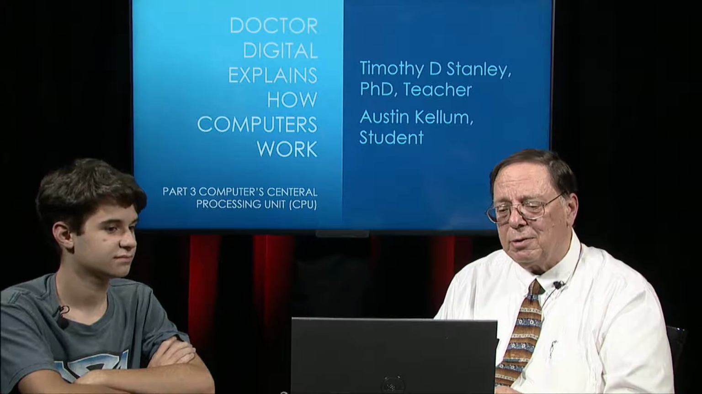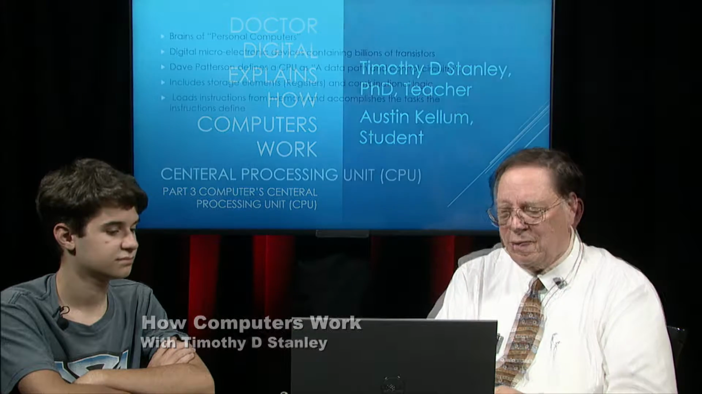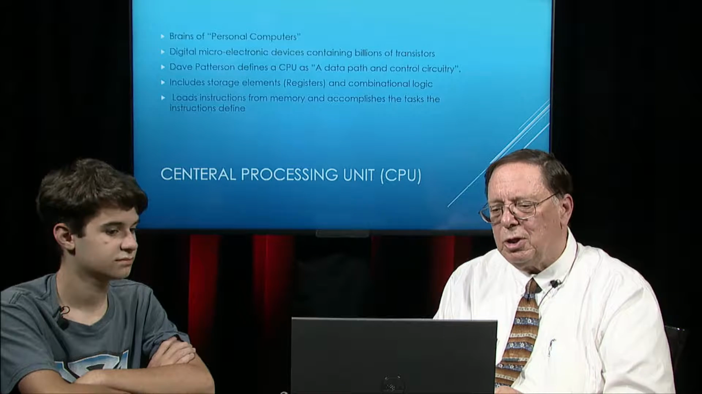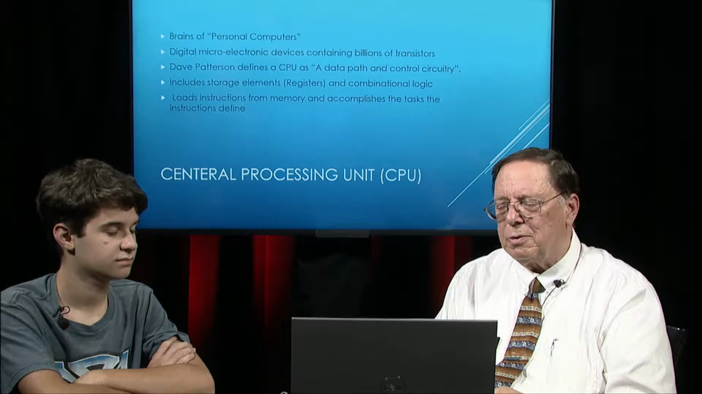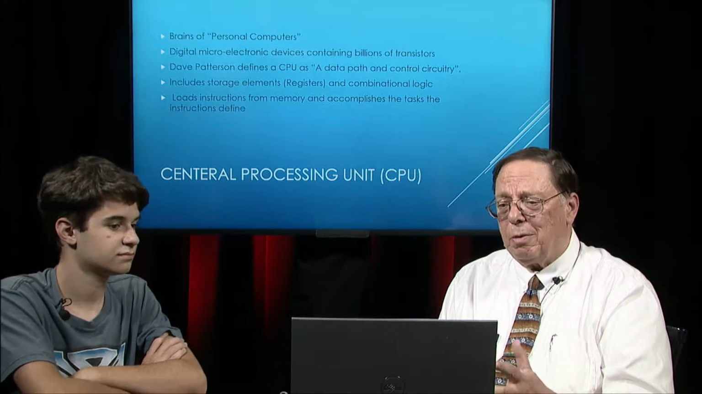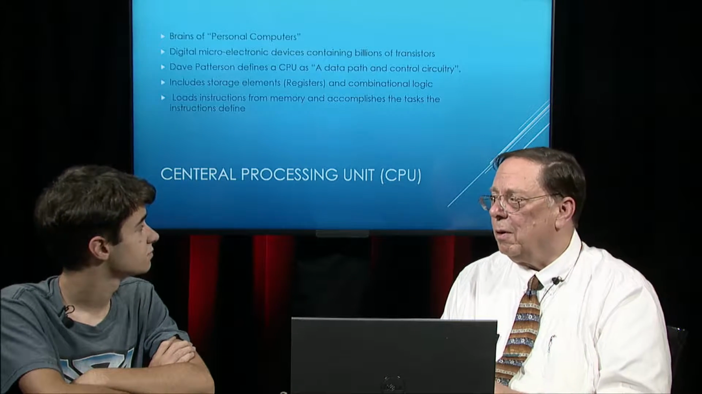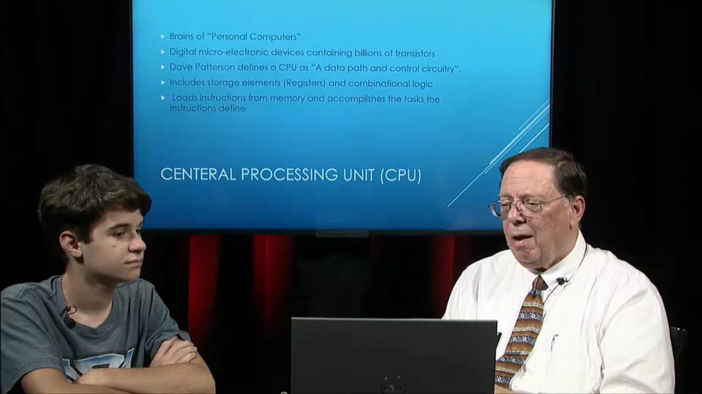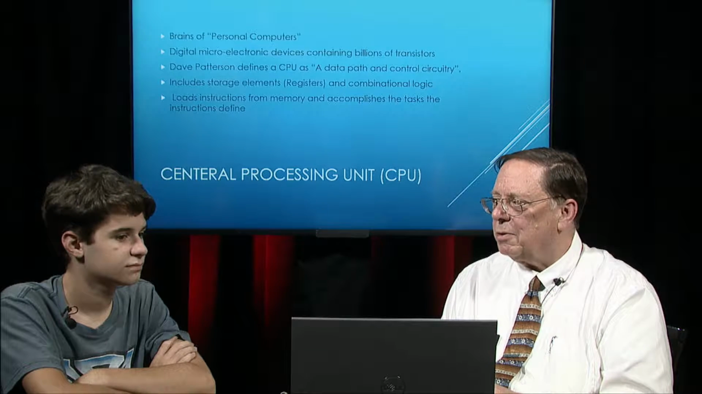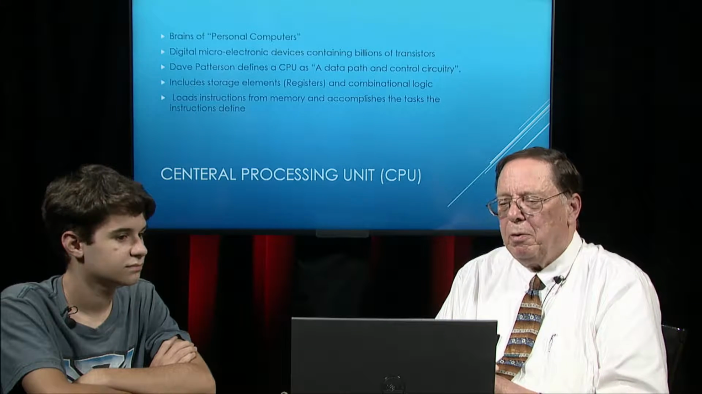This time we're discussing how a CPU works. So let's get started with how a CPU works. The Central Processing Unit, or CPU, is the brains of a personal computer. It's a digital microelectronic device that contains, in the case of a real world, billions of transistors. Your i7 processor would have in excess of 3 billion transistors, all on one small chip.